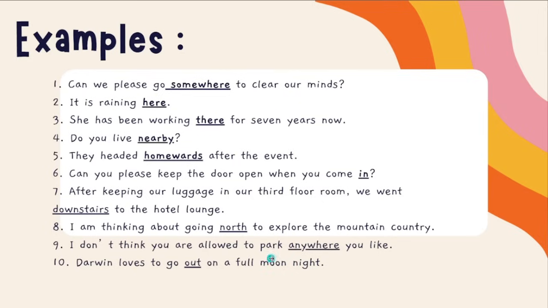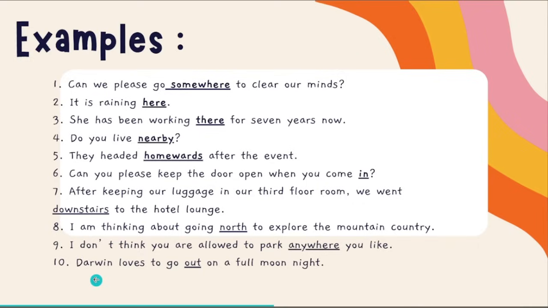Another one. I don't think you are allowed to park anywhere you like. So the adverb of place that you use here is the word anywhere. So the anywhere here modifies the word park. Park is also an example of a verb. So the adverb of place here is placed after the verb.